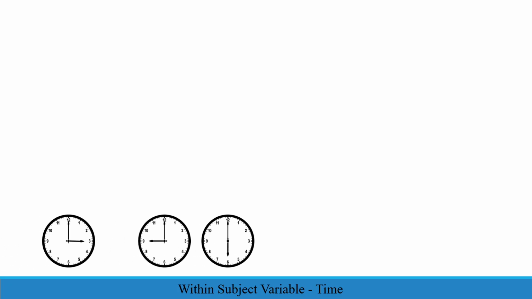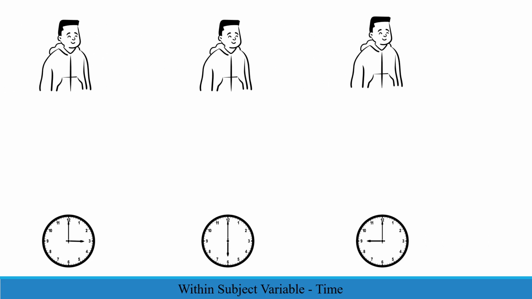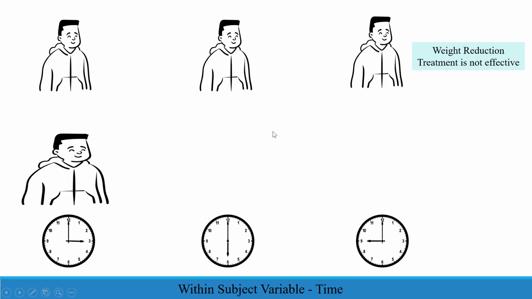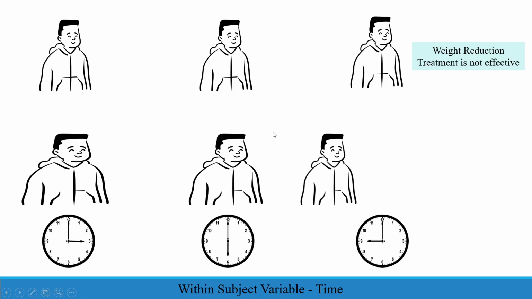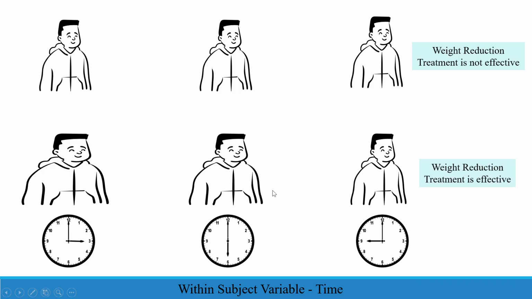We want to study the effect of weight reduction treatment on the subjects. So for this, we consider 3 time intervals T1, T2, T3. Remember that the weight of the subjects are to be taken at the 3 timestamps. Weight at T1, weight at T2, weight at T3. So you can see there is no significant change in the weight, and therefore our conclusion will be weight reduction treatment is not effective. Let's take the second case. Weight at T1, weight at T2, weight at T3. So the weight reduction treatment is effective. This is known as within subject variable where the element considered is time.